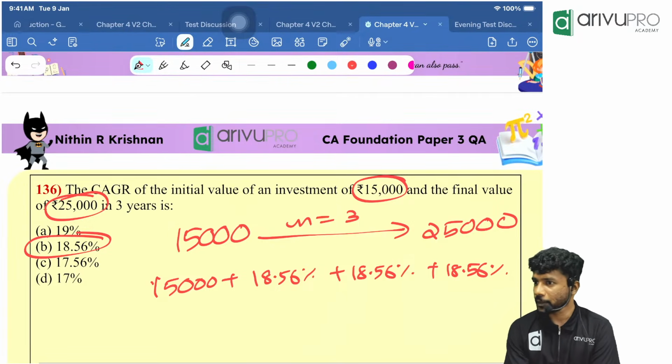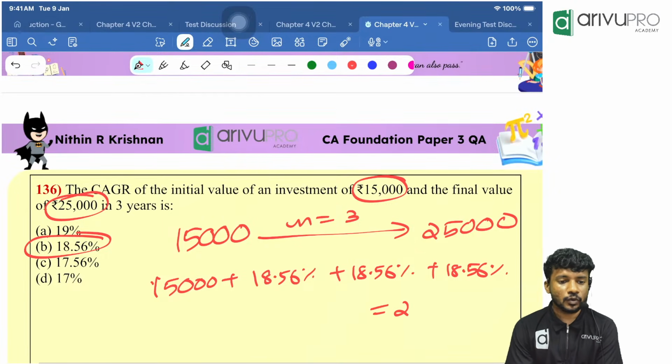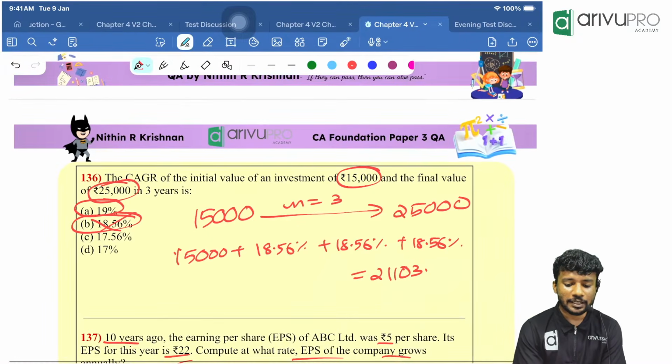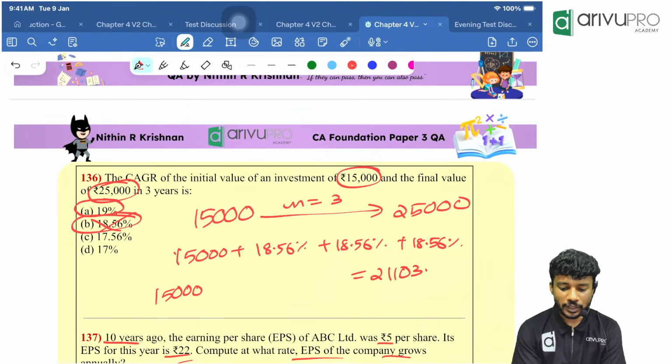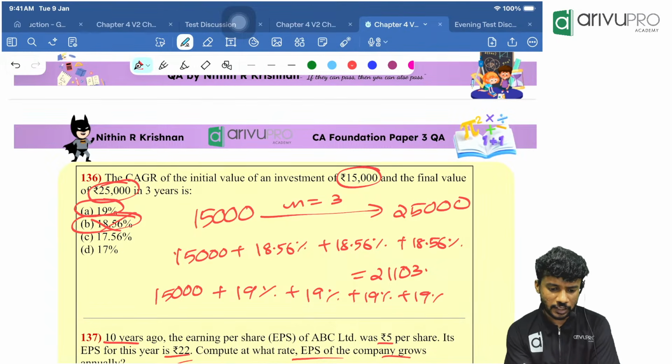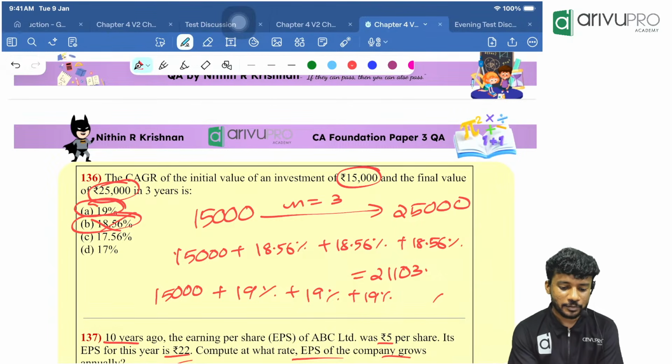How much is it? Samikta, tell me. Adil, tell me. 203.27. Is that equal? No, that's gone. Now I need a bigger value or a smaller value? I need a bigger value. So I can try option A. 15,000 plus 19 percent plus 19 percent plus 19 percent plus 19 percent. Oh, how many is n? Option A is also not. Option D. I made a mistake.